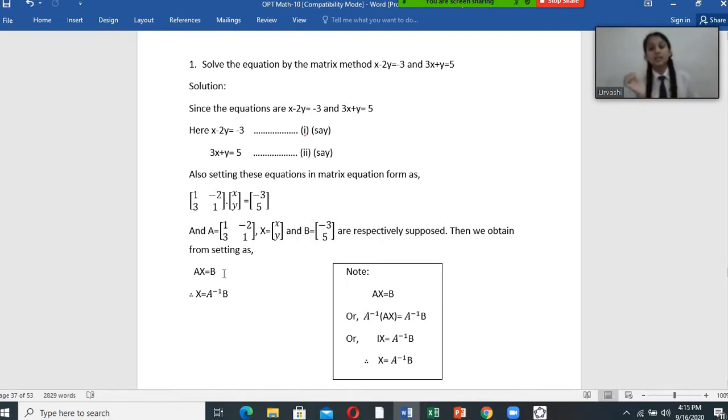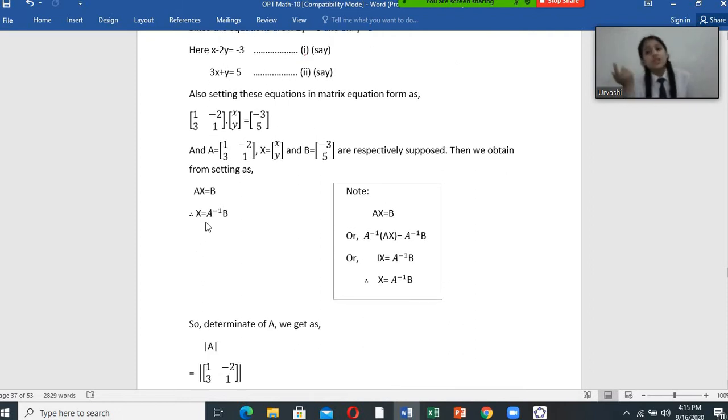Now we have a condition which is AX is equal to B. How do we get these equations, friends? I have made a note here: A inverse A X is identity matrix times X, and finally we get X is equal to A inverse B.